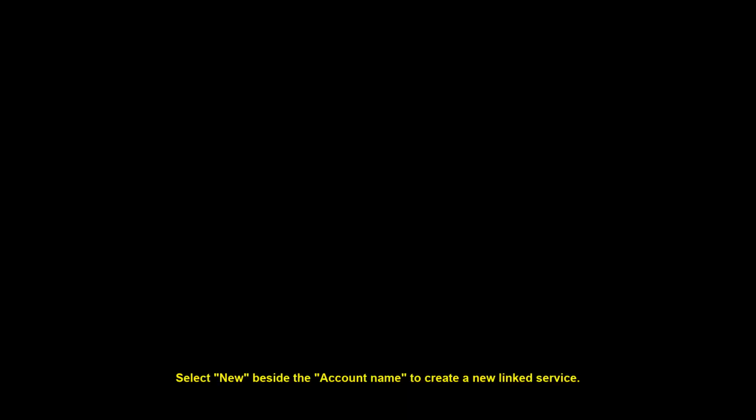Select New beside the account name to create a new linked service. In the linked service configuration, provide your Azure Storage account name and access key. Test the connection to ensure it's working properly. Once the connection is validated, save your linked service.